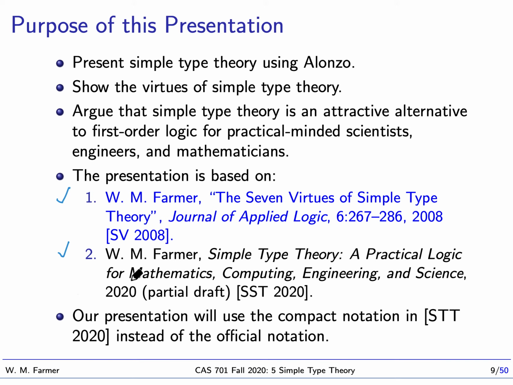Now, I want to mention, in the textbook, there are two kinds of notation that are used. There's an official notation and a compact notation. The official notation is more suitable for writing software that manipulates Alonzo expressions. The compact notation is closer to what people would normally use, and it's compact. In our presentation, we're going to use the compact notation.